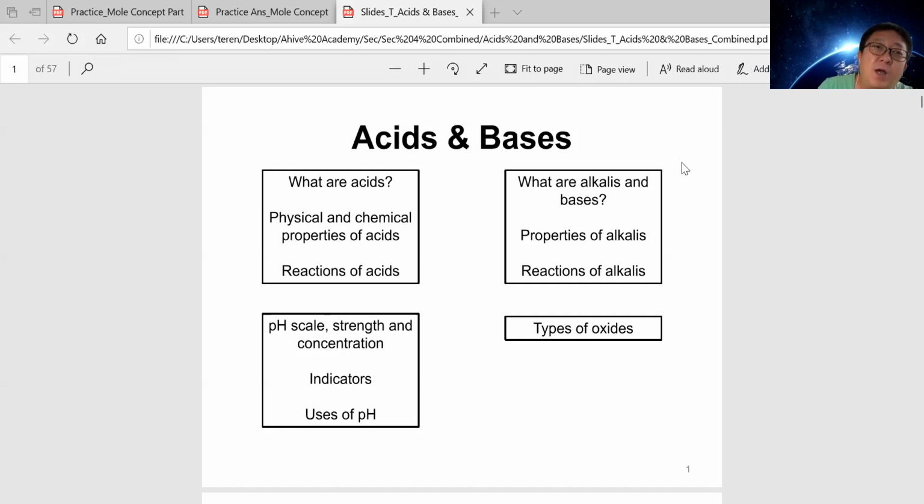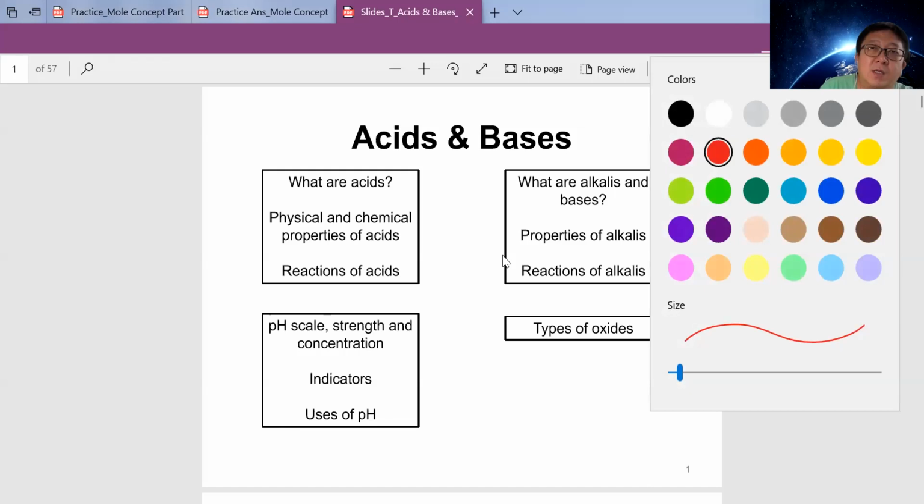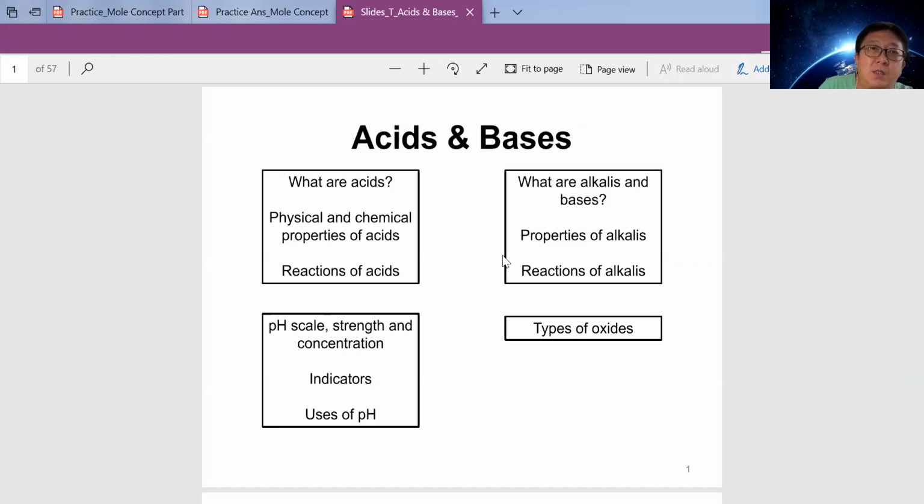So first point, what are acid physical property and chemical property? I will go through all of them. Gone are the days. Last time you all always learned that acid is sour, right? Physical property of acid and the reaction of acid. This is very important. So you all put a star there.